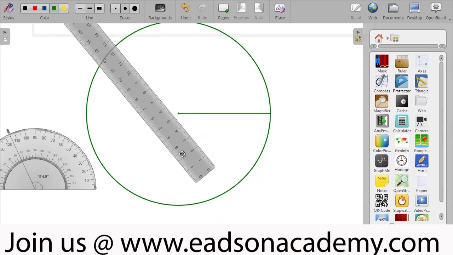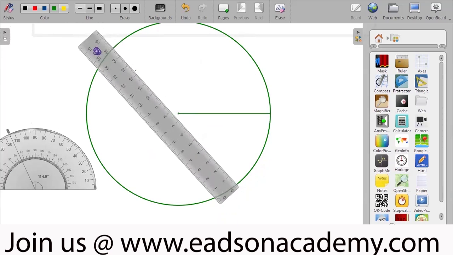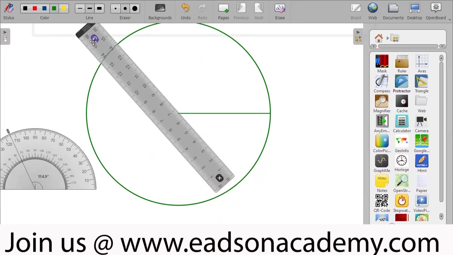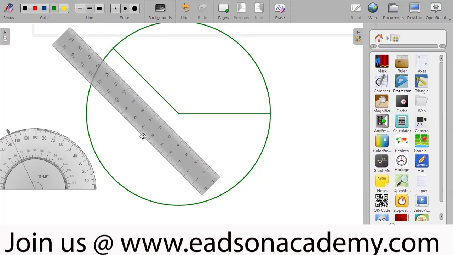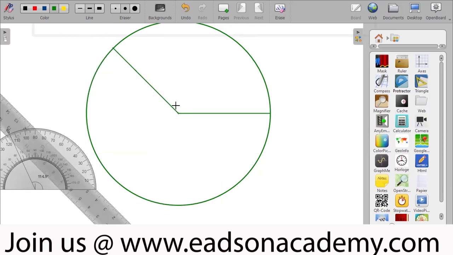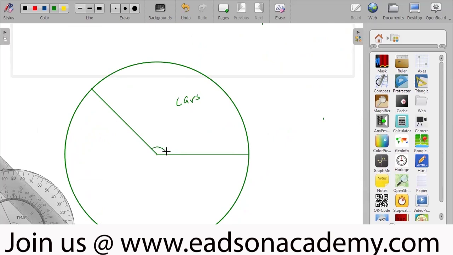Place it in a way that the ruler is in line with the reference point at the center of the circle and also in line with the point measured by the protractor. Connect it with a straight line to the center of the circle. That angle is 135. You may label it with the angle or with the item that it represents. The item there is, what was it? Cars. So cars, 135 degree.